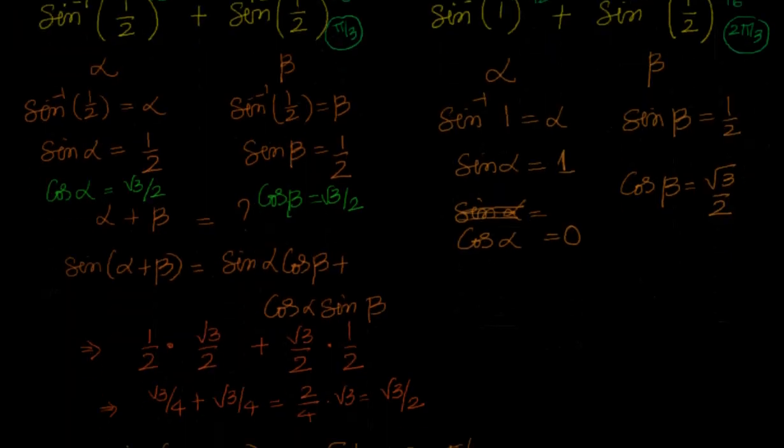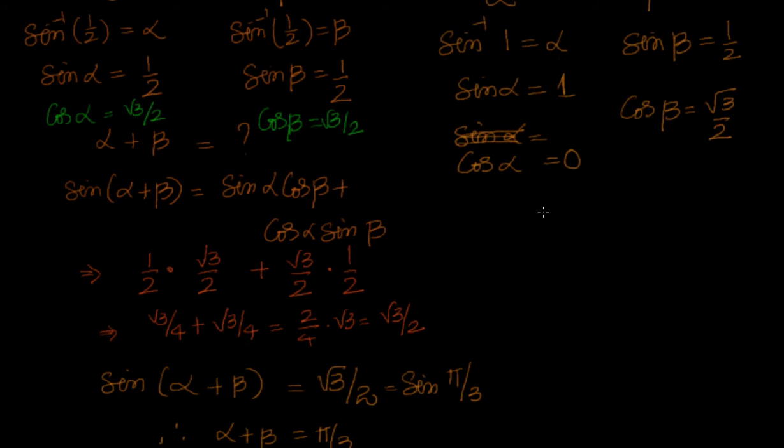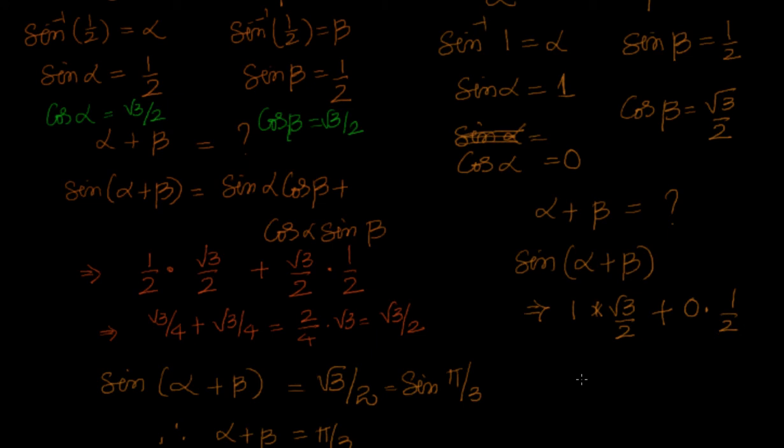Now let's apply the same approach that we have done earlier. We have to find out the value of alpha plus beta. So we will apply sine on both sides. We'll say sine of alpha plus beta, so that we can see what value we are going to arrive at. Sine alpha into cos beta, that is 1 into root 3 by 2, plus cos alpha into sine beta, that is nothing but 0 into 1 by 2. So this is nothing but equal to root 3 by 2, that is nothing but equal to sine 60 degrees, that is pi by 3.